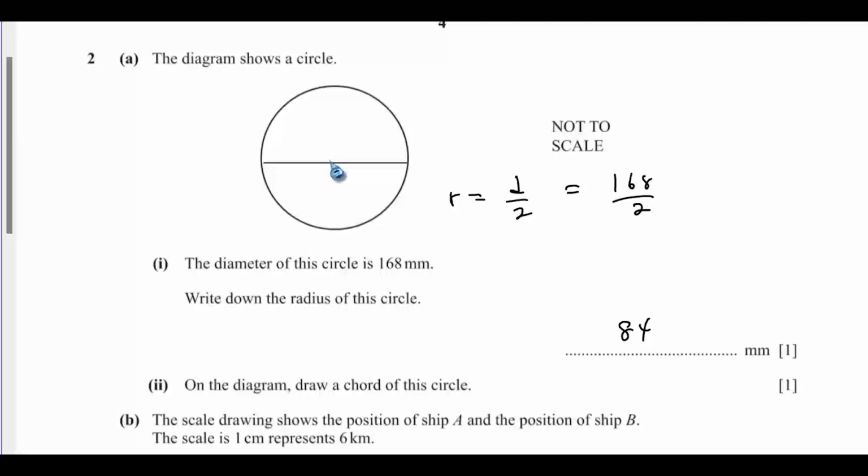It is the longest chord of a circle, but you can draw another one if you want. So you put another one here. So this is a chord. A chord is a straight line that touches 2 points on the circumference of a circle. So that is a chord. So let's go to the next question.